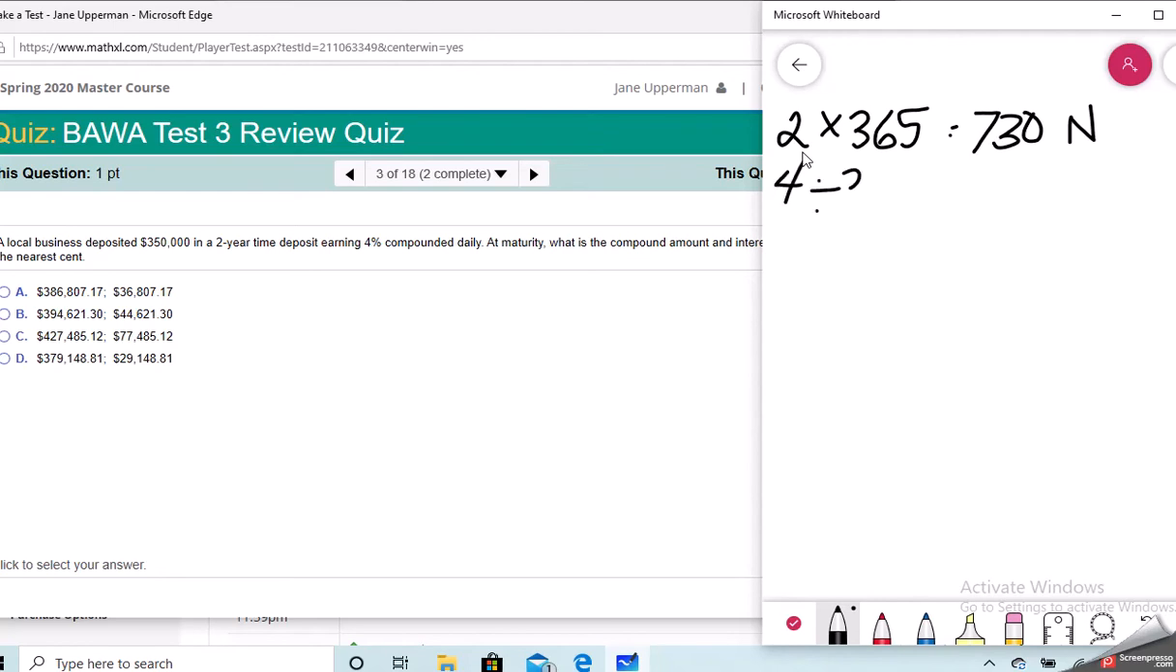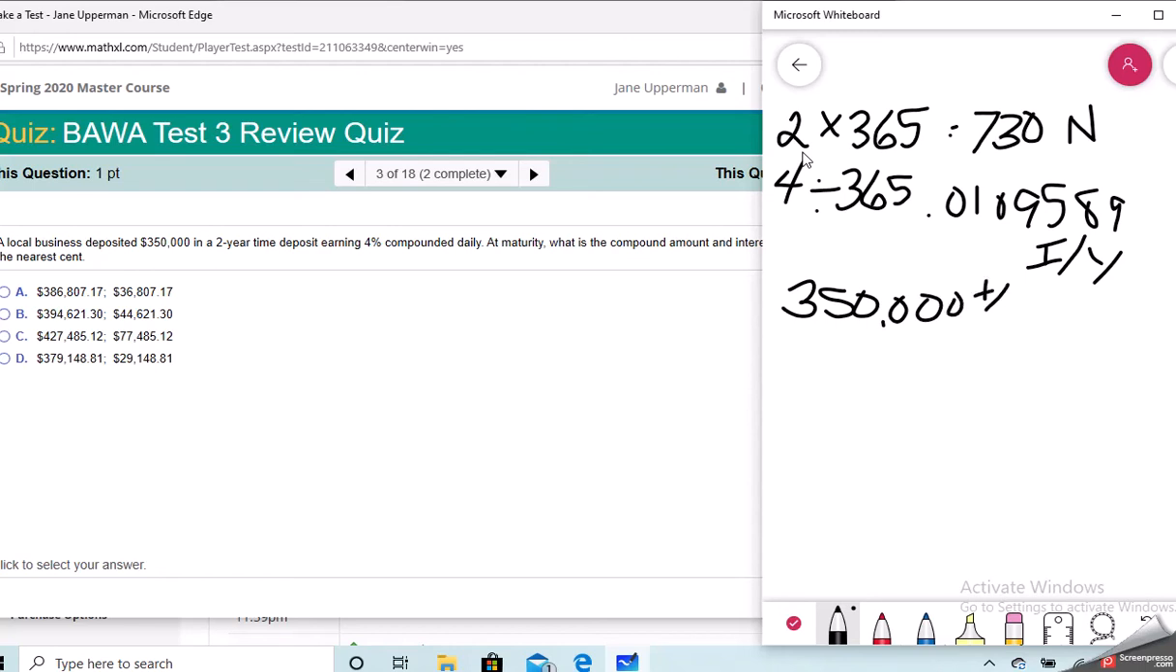4% compounded daily, I've got to divide that by 365, and that gives me 0.010958904. While I have it in the calculator, again, I'm going to push the IY button just because it's so large and it's easy to mess that up. They start with 350,000. We'll make that a plus or minus to make it negative. That's our present value. No payments yet. And we will compute our future value.